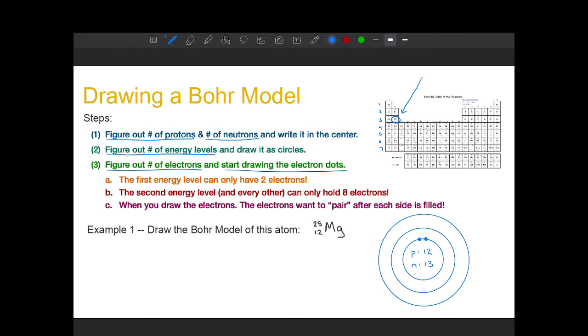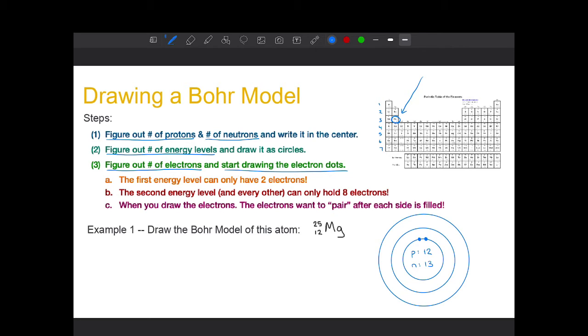Well, how many can the second energy level hold? The second energy level and every other can hold 8 electrons. So only the first energy level can hold 2. Every other energy level can hold up to 8, 8 maximum. And there is a rule on how you draw them. When you draw the electrons, they want to pair after each side is filled.